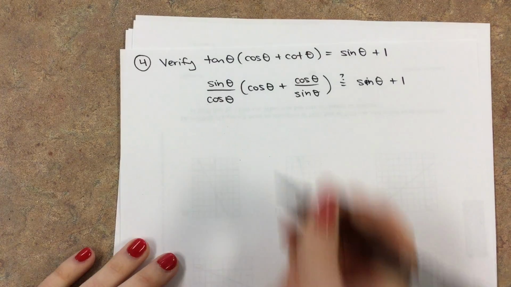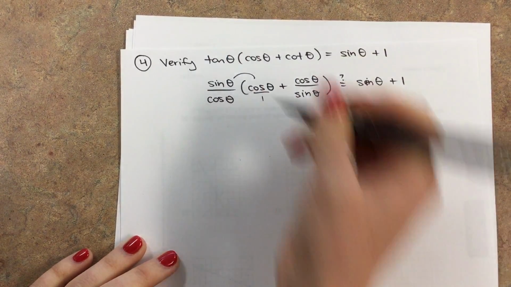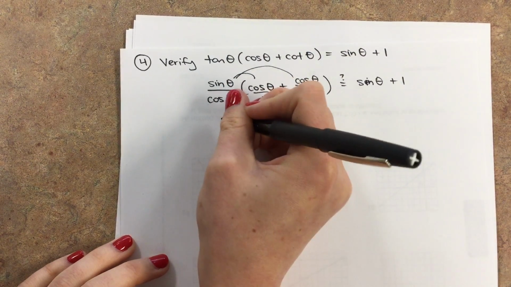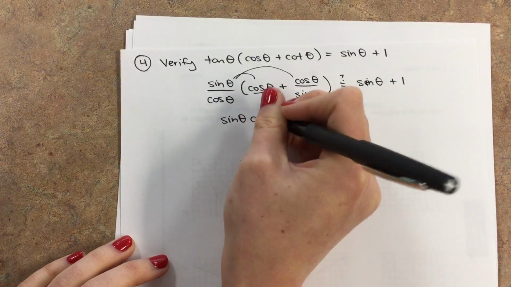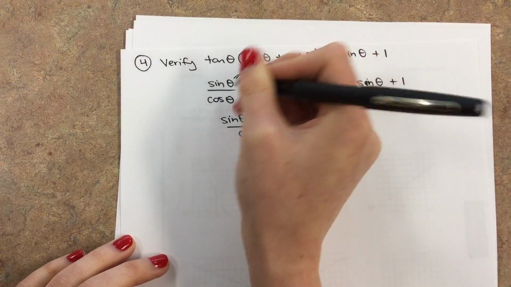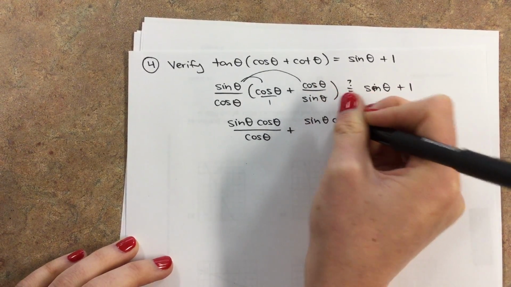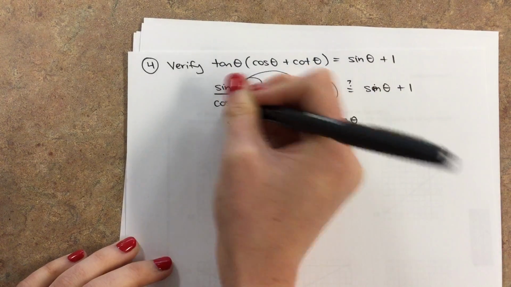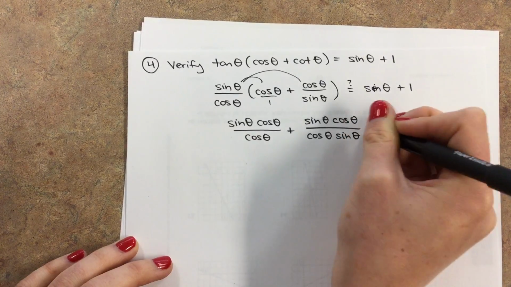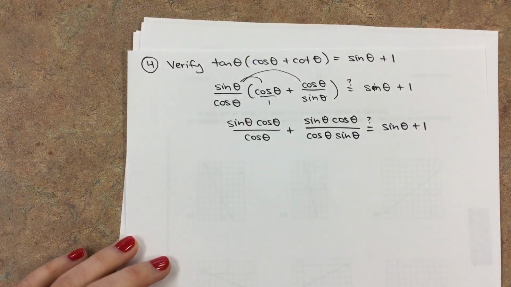Okay, so start with this. Think of this as like cosine over 1. I'm going to take this term right here, and I will distribute it to both of these pieces. So distribute here, and I get sine times cosine, and then just over cosine. Plus, and then do the same with this one. Sine times cosine over cosine times sine. So that's my left-hand side. It still seems pretty messy, but I'm trying to find out if it's equal to sine plus 1.